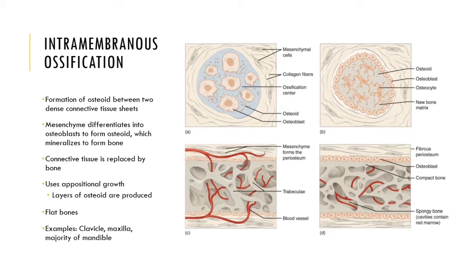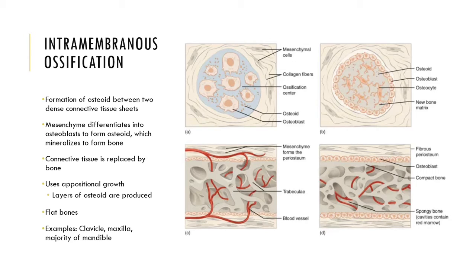Mesenchyme differentiates into osteoblasts, which form osteoid and are mineralized to become bone. Connective tissue is then replaced by the bone. This process uses appositional growth, which is when layers of osteoid are produced.